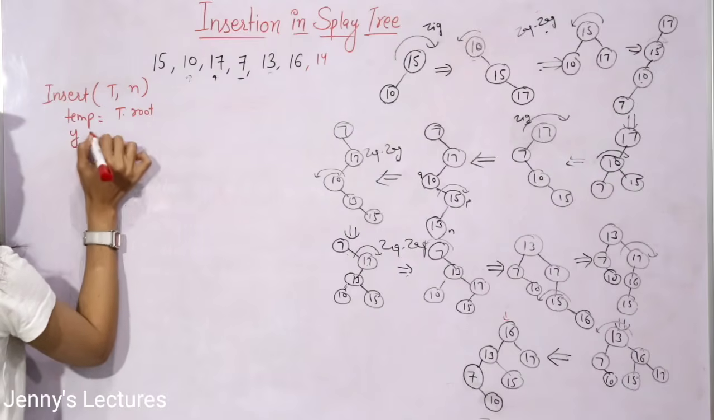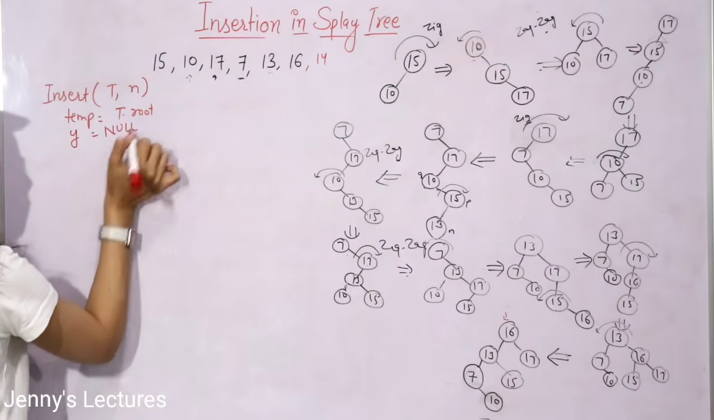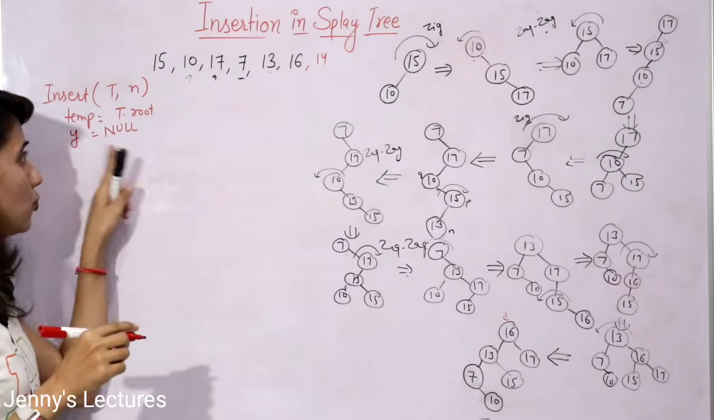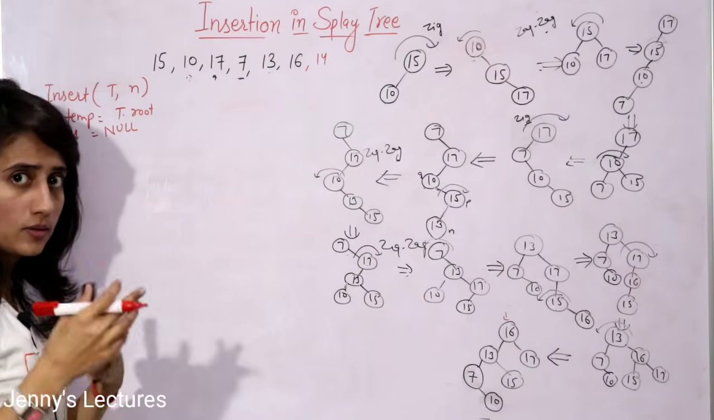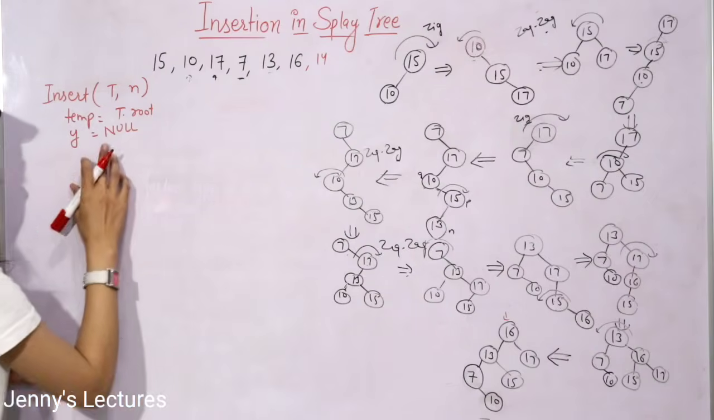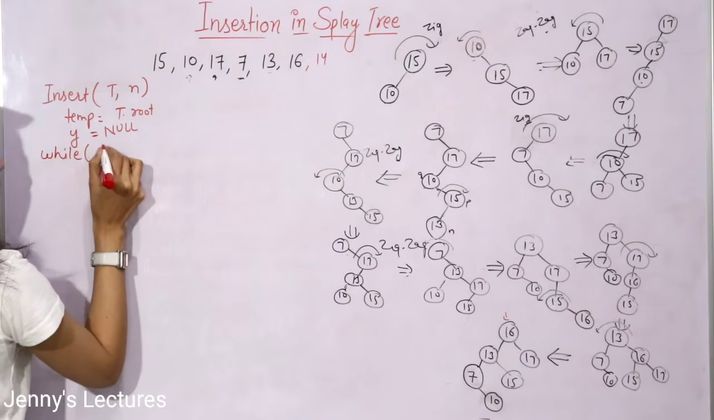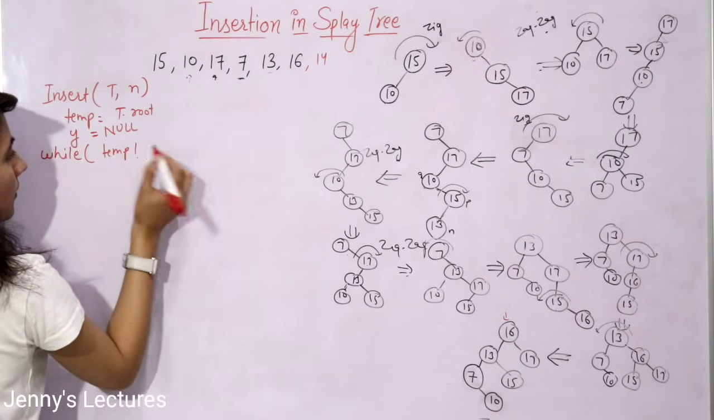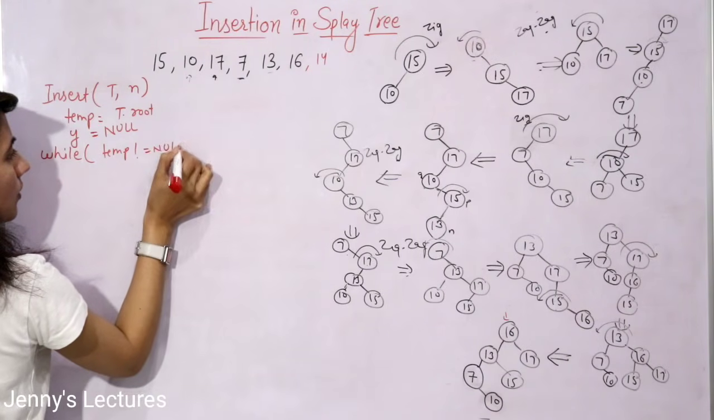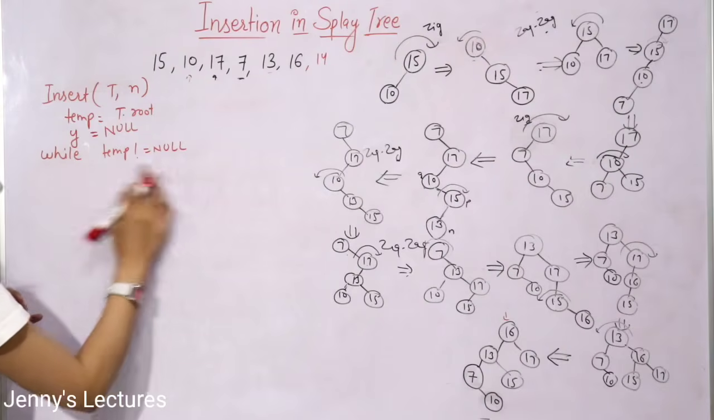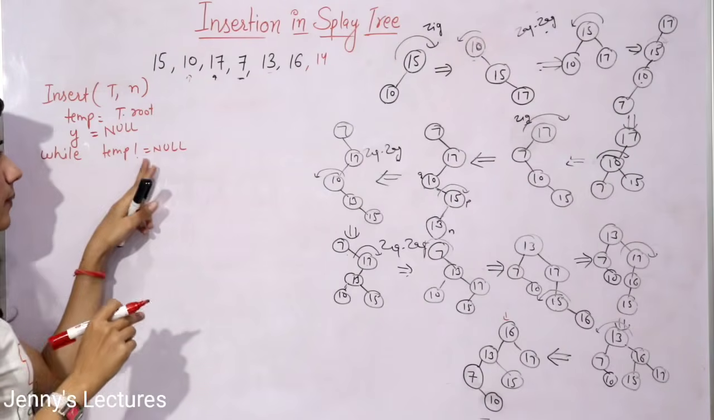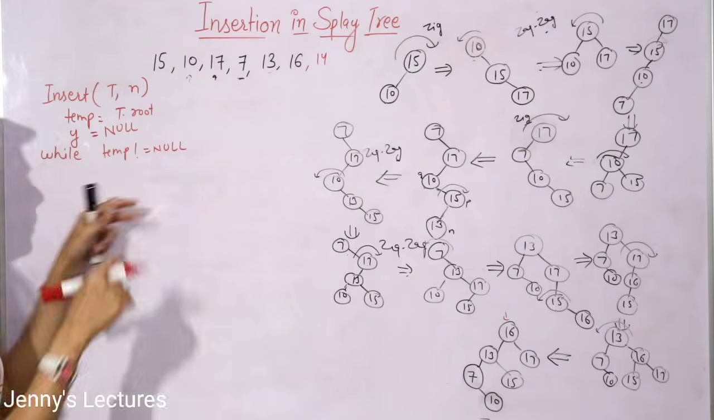And I am taking another variable y, and there I am storing null. Why are you taking this y? This thing will get cleared further. Now see, we will write down a while loop: while temp not equal to null. If you write down the algorithm, then simply you can write down this thing, right? Temp not equal to null.